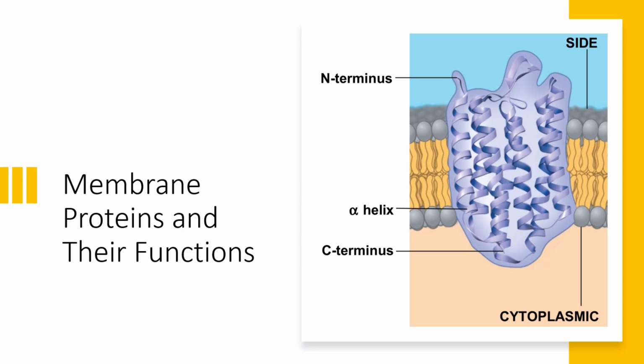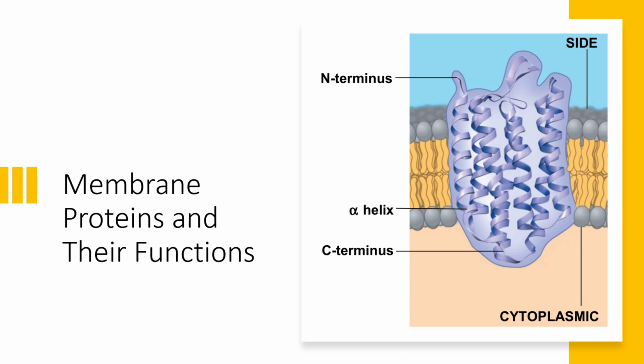When we talk about peripheral proteins, we say that they are bound to the outer or inner surface of the membrane. Peripheral proteins, therefore, are bound to the surface of the membrane. It could be the outer surface or the inner surface.